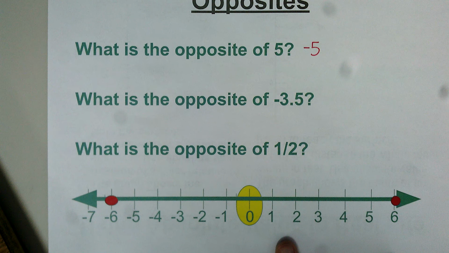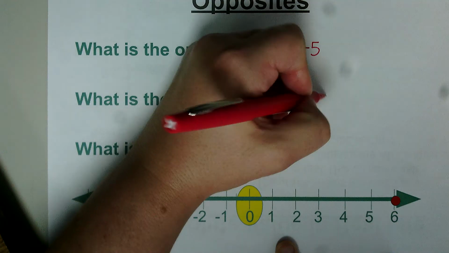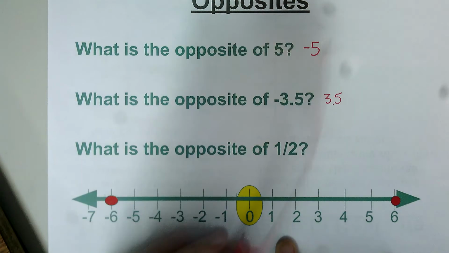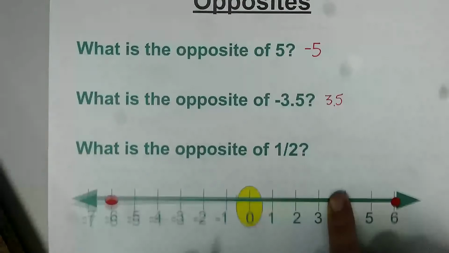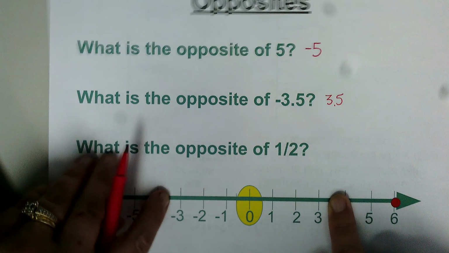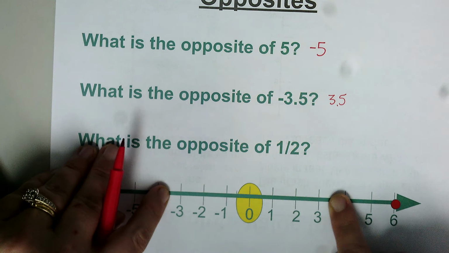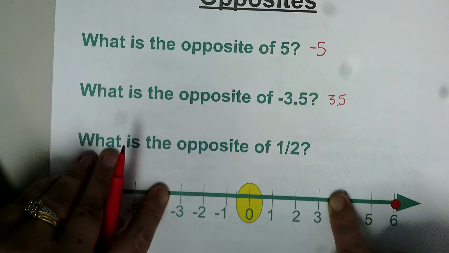What is the opposite of -3 and 5/10? I hope you said +3 and 5/10. Look where 3 and 5/10 would be. It'd be halfway between the 3 and the 4. Halfway between the 3 and the 4 here, the -3 and the -4. They are on the opposite sides of the number line from the 0.